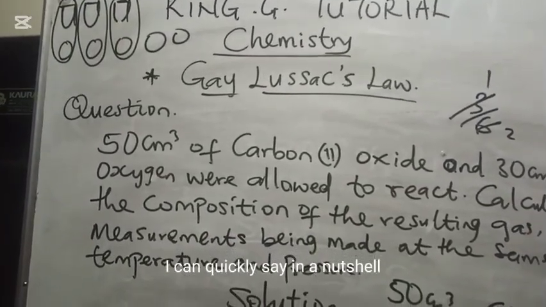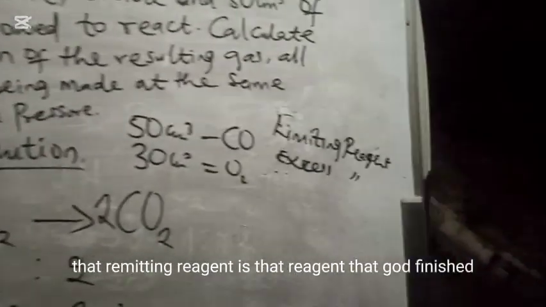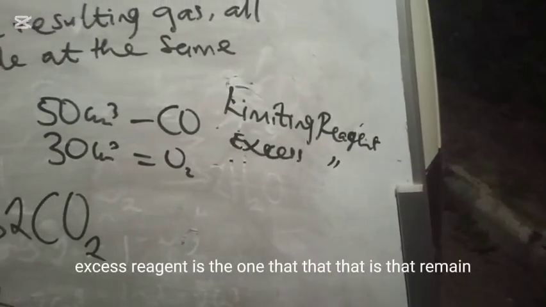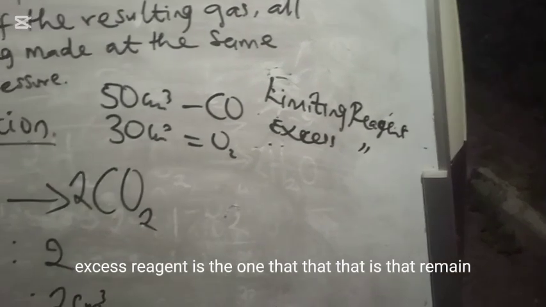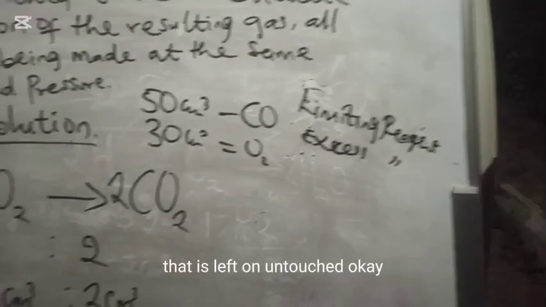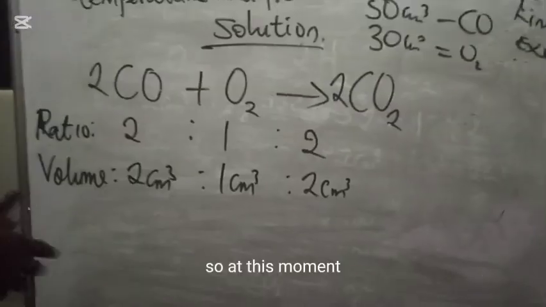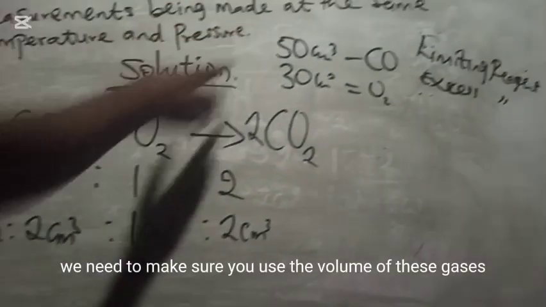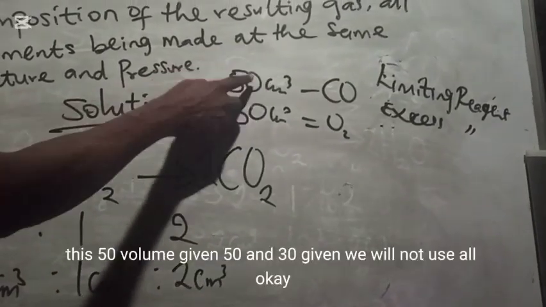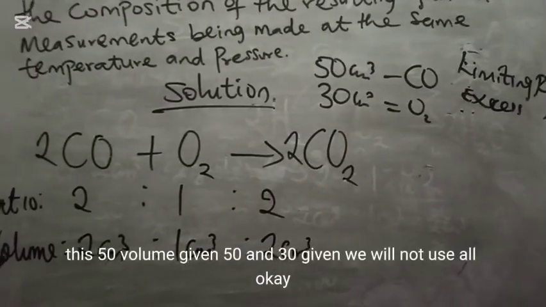So how do I define this? I can quickly say in a nutshell that the limiting reagent is that reagent that got finished during a chemical reaction, while the excess reagent is the one that is left untouched at the end of the reaction. So at this moment, we need to make sure you use the volume of these gases as we were given. You discover that after this 50 volume given, 50 and 30 given, we will not use all.